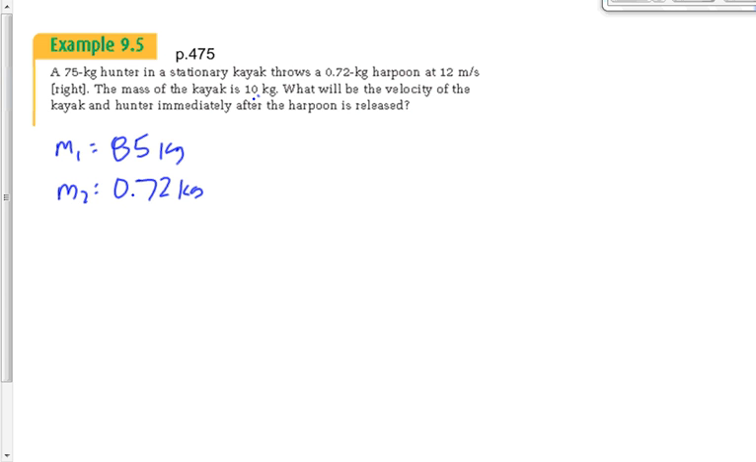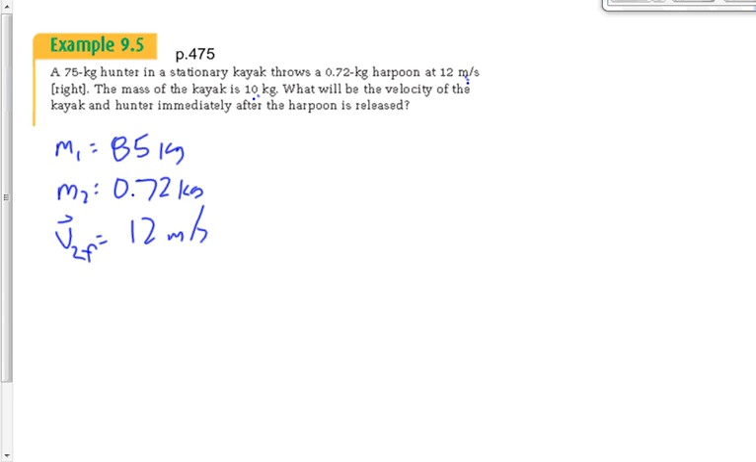All right, we've got a velocity here, 12 meters per second. What velocity is that? Is that going to be V1 or is that going to be V2? V2, good. It's the velocity of the harpoon that he throws. Now, is that going to be V2I or is that going to be V2F? V2F, good. That's right. Right after he throws it.